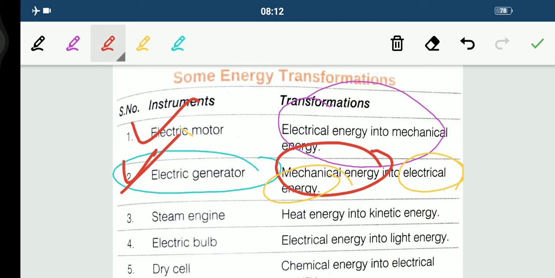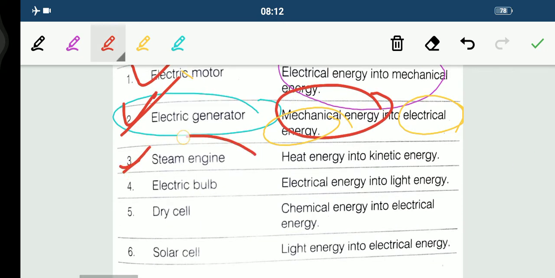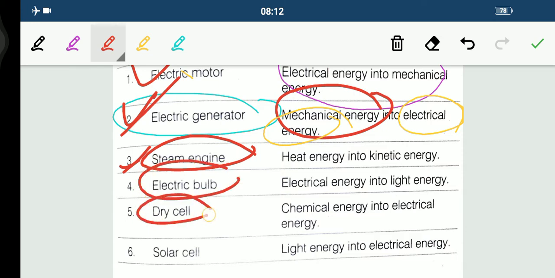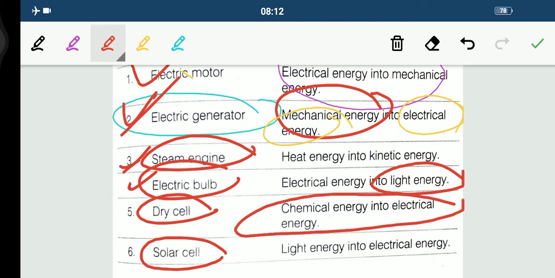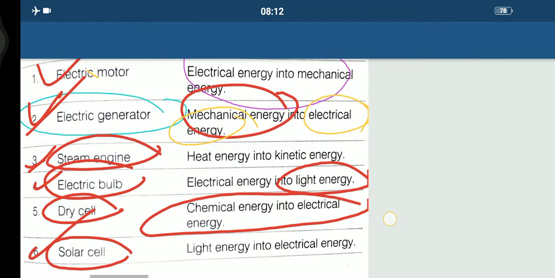Similarly, it can happen with the steam engine, electric bulb, dry cell, and solar cell. In a steam engine, heat energy is converted into kinetic energy. In an electric bulb, electrical energy is converted into light energy. In a dry cell, chemical energy is converted into electrical energy. And the last one is the solar cell, where light energy is converted into electrical energy. So this was the transformation, children.